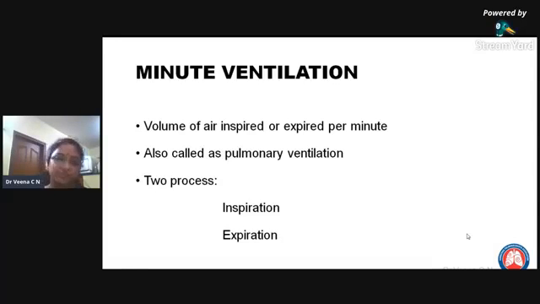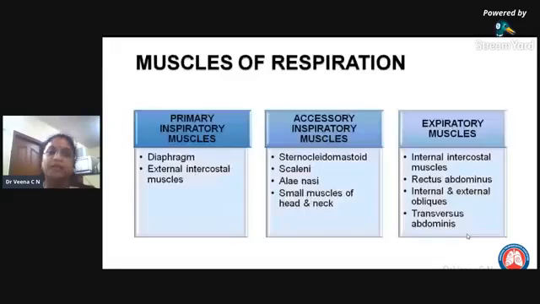These changes in the intrapulmonary pressure are related to changes in the intrapleural pressure, which is brought about by the changes in the size of the thoracic cavity caused by the contraction of respiratory muscles, namely the primary inspiratory muscles, which include the diaphragm and the external intercostal muscles, which act during quiet inspiration, otherwise called tidal respiration. Accessory inspiratory muscles, which include sternocleidomastoid, scalene muscles, ala nasi, and small muscles of the head and the neck, act during forced inspiration. Expiratory muscles, which include internal intercostal muscles, rectus abdominis, internal and external obliques, and transverse abdominis, act during forced expiration.